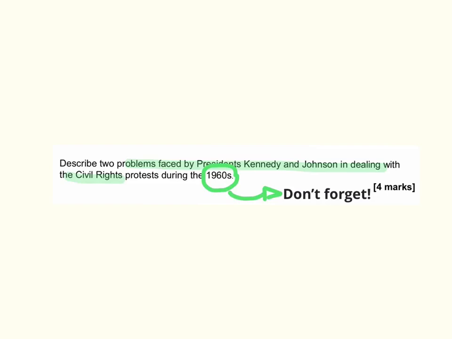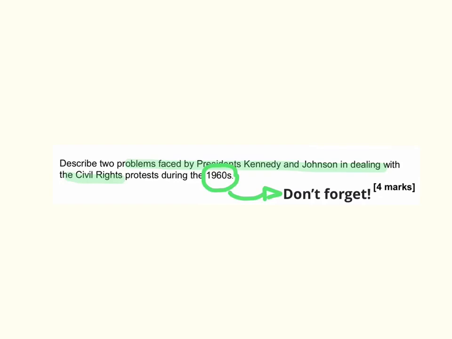So let's look at this question in detail. The first thing I want you to draw your attention to is the date. It's really important that you pay attention to the date and you make sure that your answer sticks within those dates. So this one says the 1960s. So you need to make sure in your answer that you're not mentioning things like the Montgomery bus boycott, Brown versus the Board of Education, because all that happened in the 1950s.